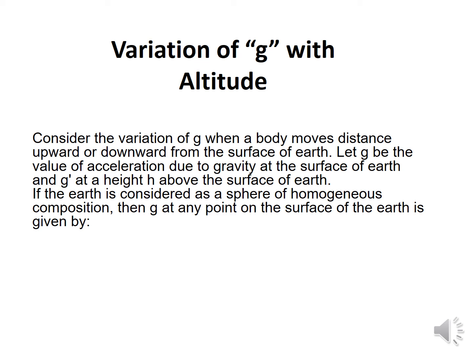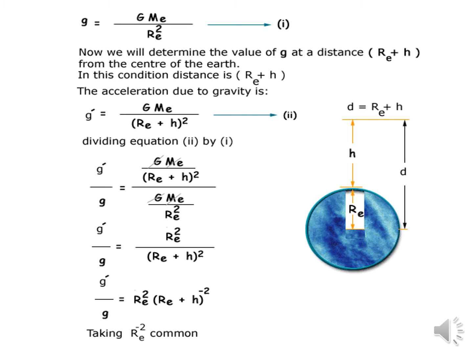Now we move to the next topic, the variation of g with altitude. We all know that the acceleration of gravity is the acceleration imparted to a body by its own weight. So let's consider a body of mass m on the surface of the Earth. The gravitational force of attraction between the body and the Earth is equal to the weight of the body. Here capital G is the gravitational constant, M_e is the mass of the Earth, and the acceleration due to gravity, small g, decreases with increasing distance from the center of the Earth.